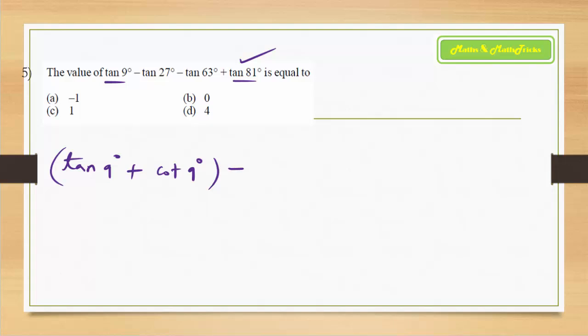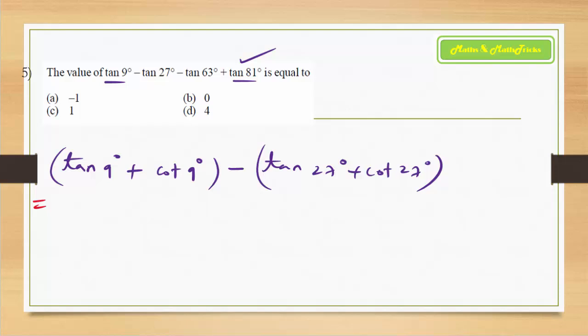Similarly, for the remaining two ratios I am taking minus common. Tan 27 I am writing as it is. Tan 63, 63 is a complementary of 27, so I am writing that as cot 27. So now you can simplify this. What is in the bracket here? Sine by cos for tan and cos by sine for cot.